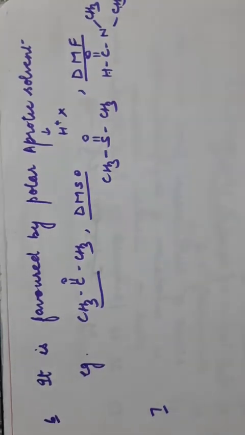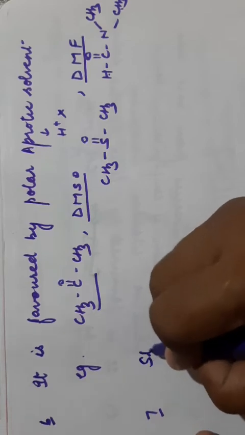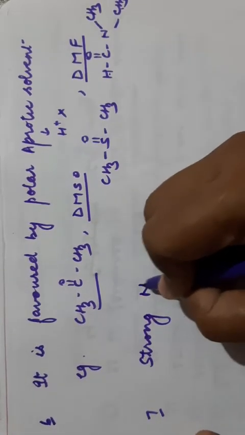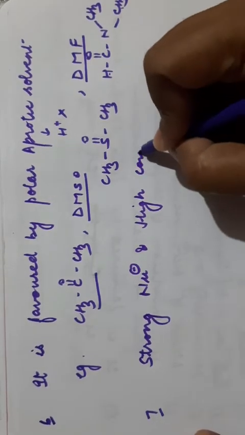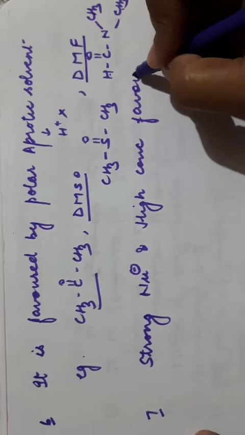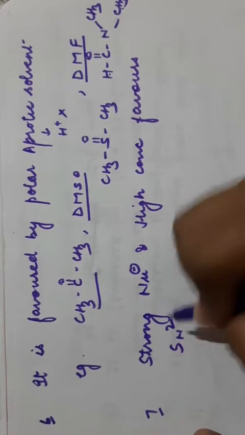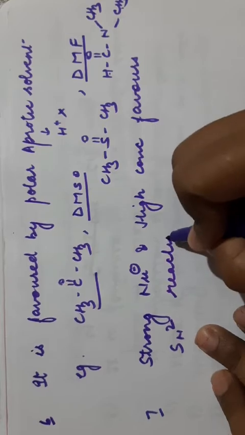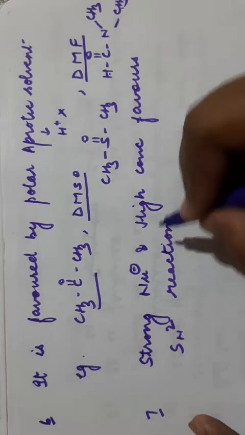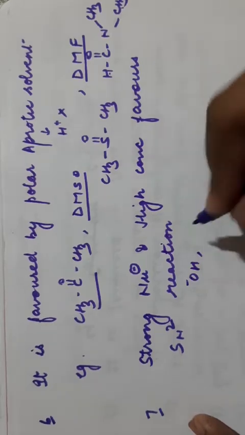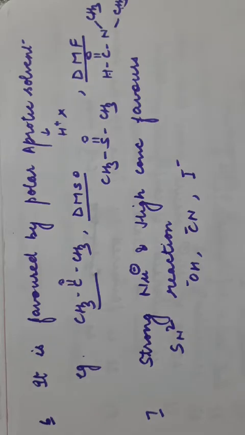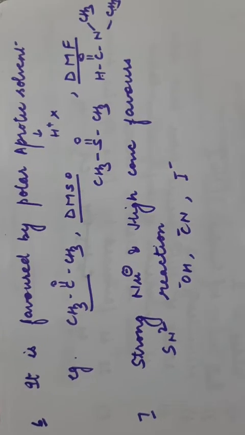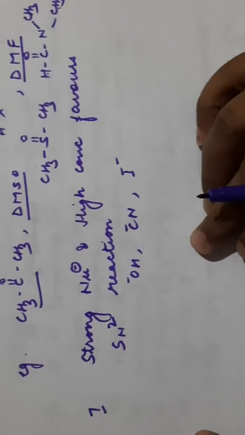Next, seventh point is strong nucleophile and high concentration favors SN2 reaction. Strong nucleophile and high concentration. Strong nucleophile examples are OH minus, it is a strong nucleophile. Then CN minus, I minus, these are examples of strong nucleophiles. So in presence of a strong nucleophile and high concentration, SN2 reaction will preferably take place.